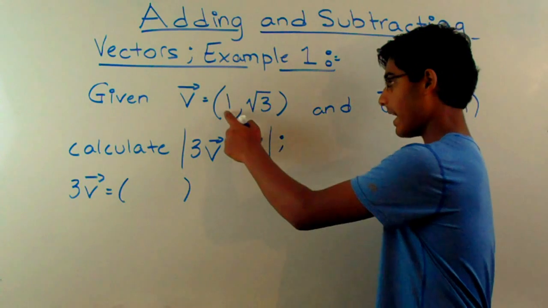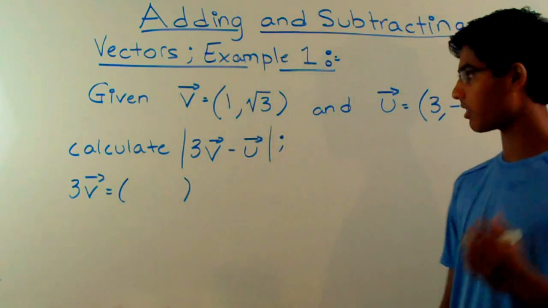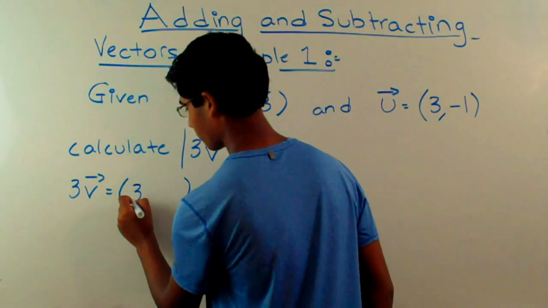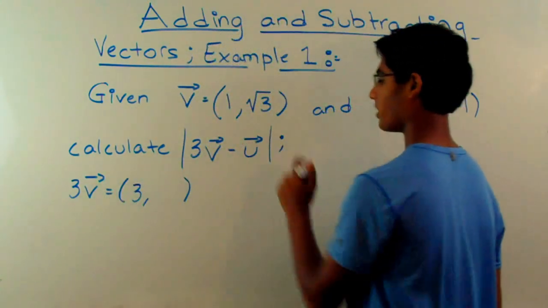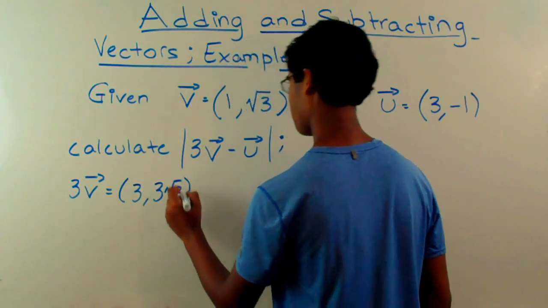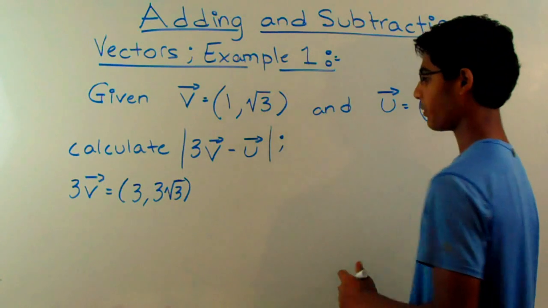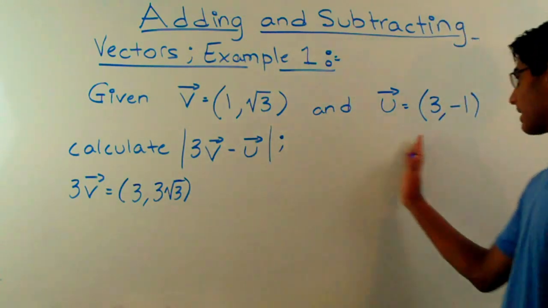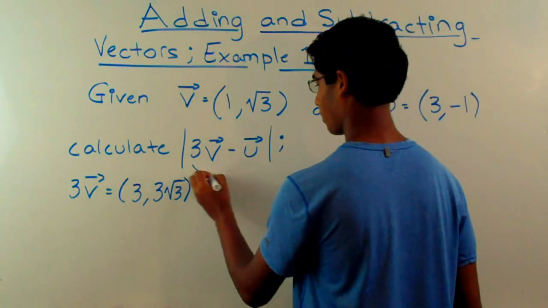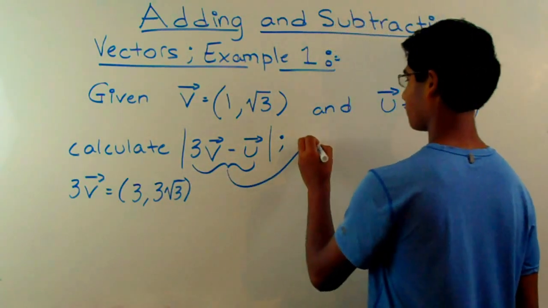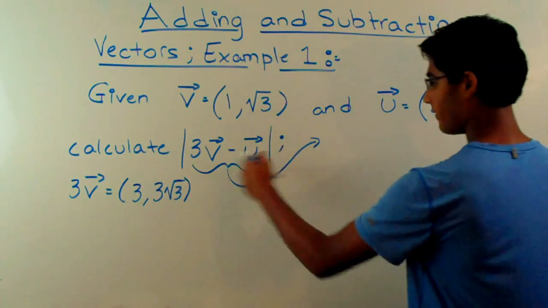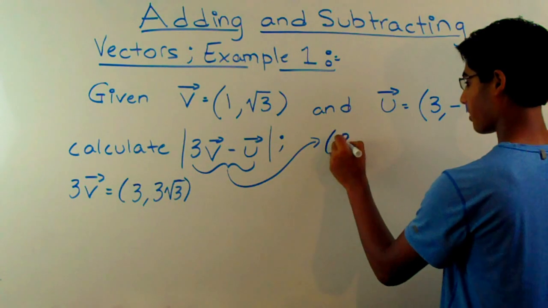And so we have an x component and a y component, that's what they're called. So you multiply 3 with the x component to get 3, comma 3 with the y component to get 3 square root of 3. And we know vector u will just remain the same as here. And so now we have to figure out what 3v minus u would be equal to.